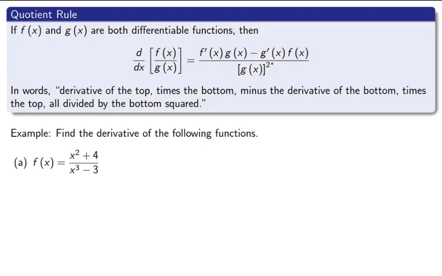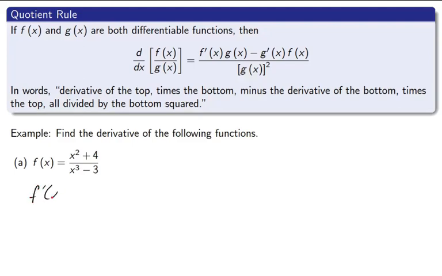Here's the words. Again, when you do the quotient rule, say these words, at least in your head. Derivative of the top times the bottom minus the derivative of the bottom times the top, all over the bottom squared. Let's jump right into this and do one.